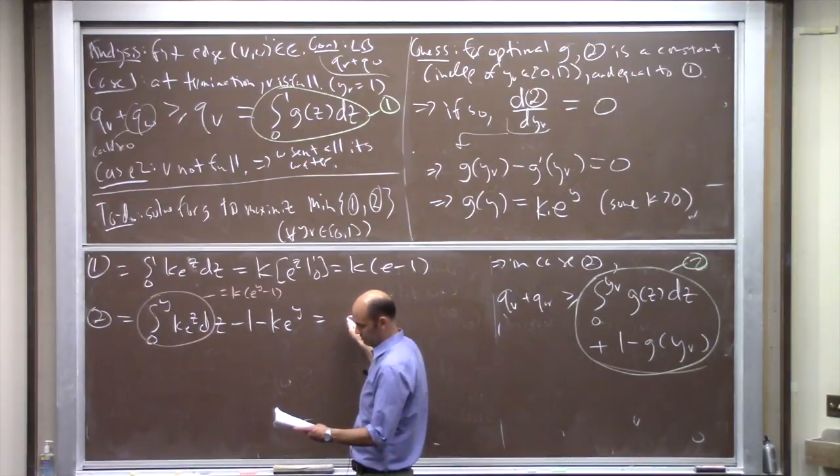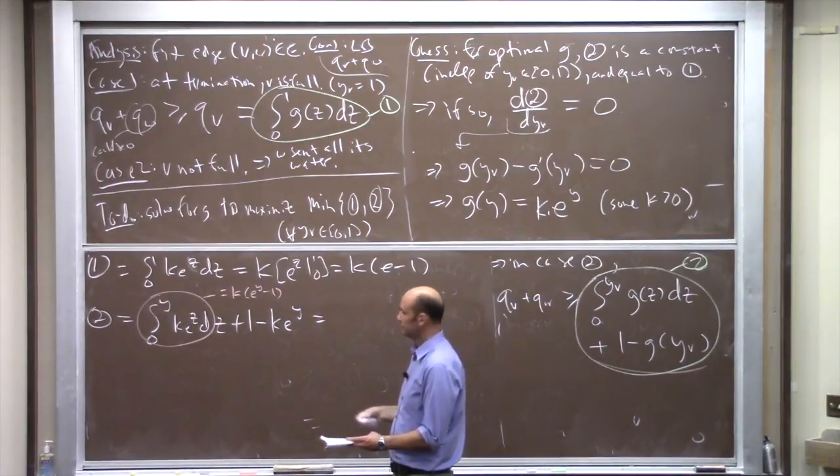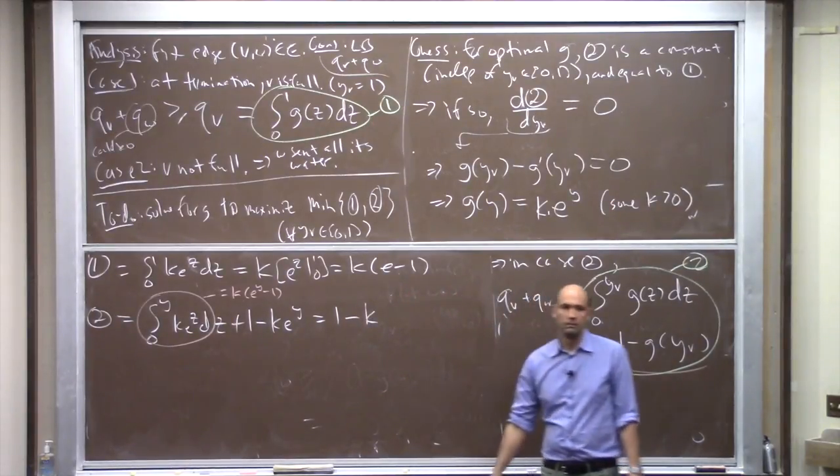let's see. Something's fishy. That should be a plus, right? Yeah. So we're left with 1 minus k, okay?